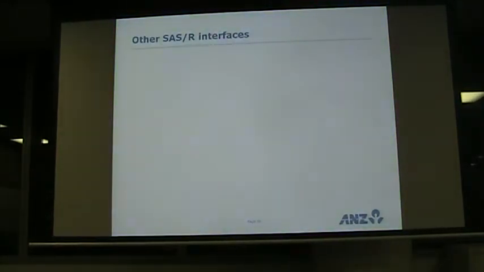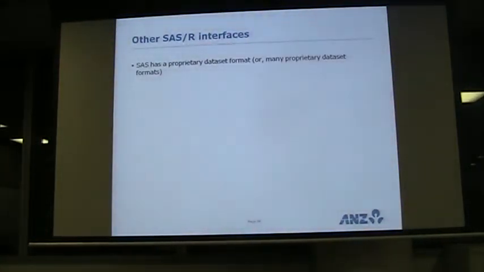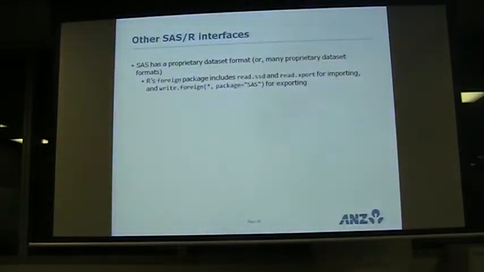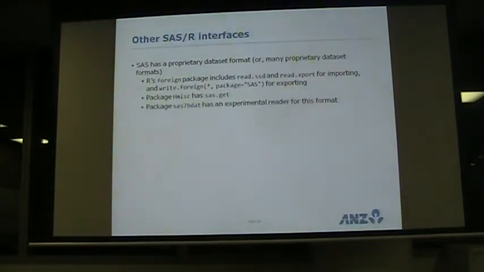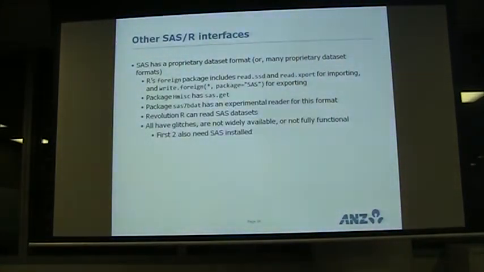Some other SAS R interfaces that might be around. SAS has a proprietary dataset format. It has many proprietary dataset formats. R's foreign package has some functions to deal with them, but they're fairly old now and no one's really touched them for some time. Hmisc has sas.get. sas7bdat has a reader for that dataset format. Revolution R can read SAS datasets. All of these have glitches, not widely available, not fully functional yet. I've never actually been able to get sas.get working. So if anyone has managed to get it working, please tell me what I'm doing wrong.